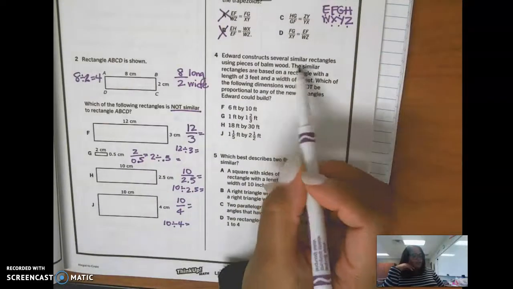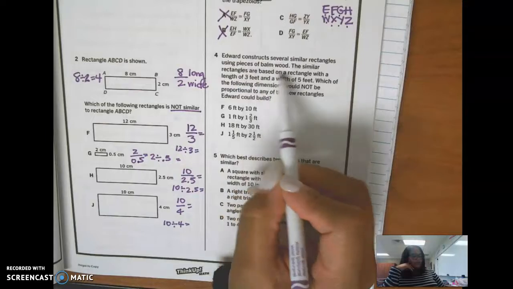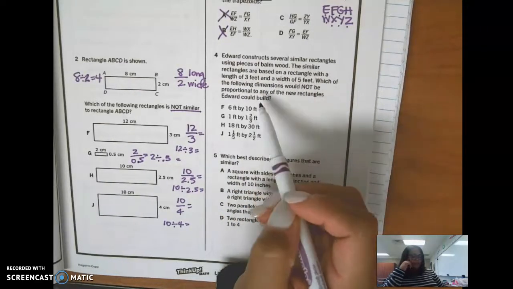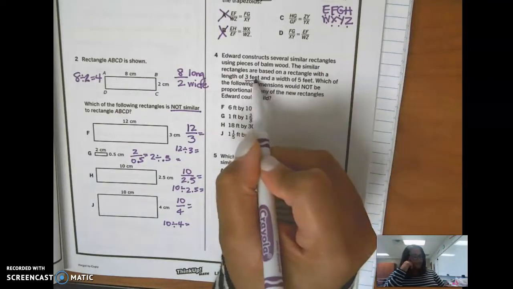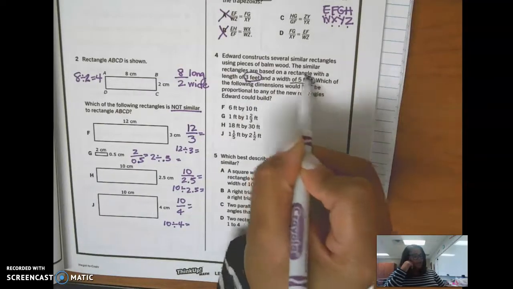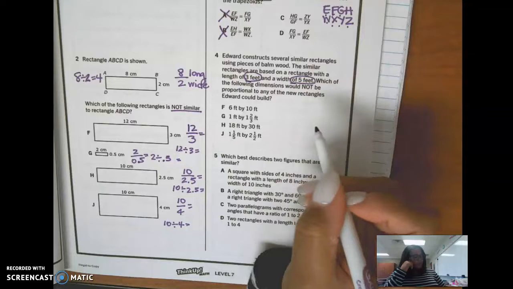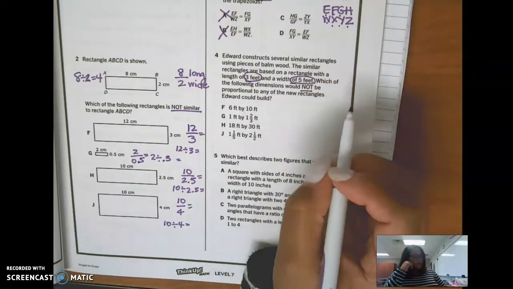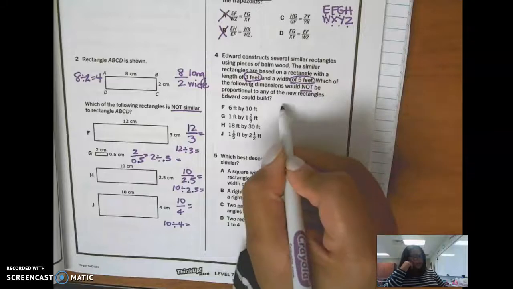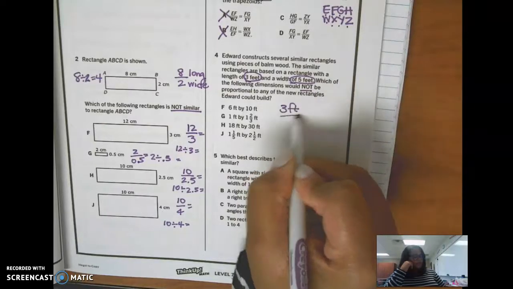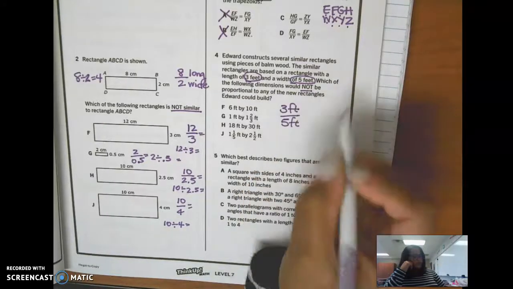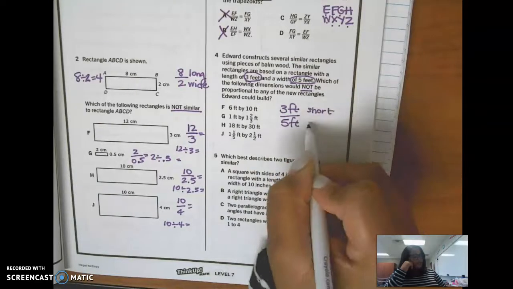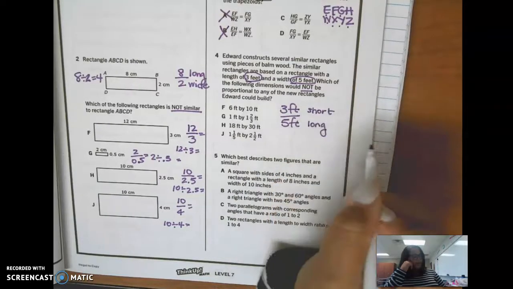4. Edward constructs several similar rectangles using pieces of balsa wood. Similar rectangles are based on a rectangle with a length of 5 feet and a width of 3 feet. Which of the following dimensions would not be proportional to any of the new rectangles Edward could build? So I would say 3 feet to 5 feet. This is my short side, and this is my long side.